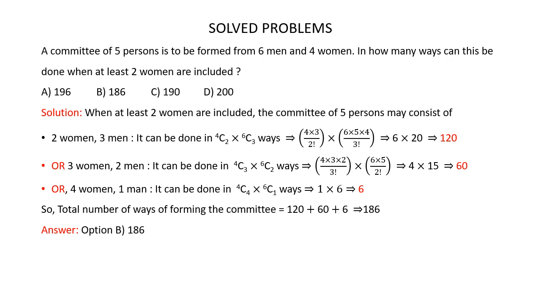So the total number of ways of forming the committee is equal to 120 plus 60 plus 6, which is 186. So there are 186 ways of selecting a committee of 5 persons from 6 men and 4 women when at least 2 women have to be included. So the correct answer is option B, 186.